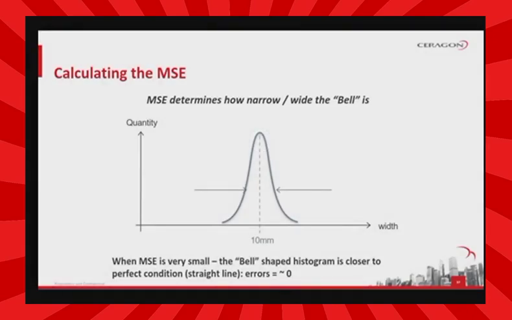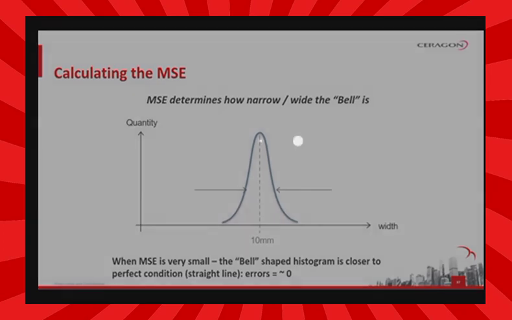MSE determines how narrow or wide the bell distribution is. When the MSE value is very small, the bell-shaped histogram is closer to the perfect condition, that is a straight line, which means 0 errors. However, real-life conditions look more like the distribution shown here, rather than a perfect line. In Ceragon machines, the MSE values are shown in decibels because of the large variances from expected to actual readings.